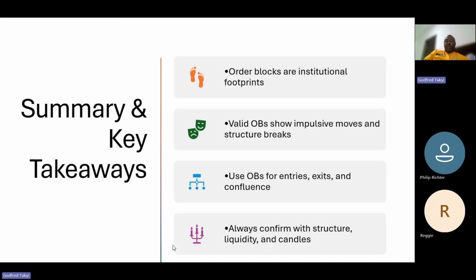So in summary, the takeaway points, to recap: order blocks are institutional footprints. A valid order block shows an impulsive move and a structural break. They leave a gap and they should be unmitigated. And you can use order blocks for precise entries on a lower time frame, for your exit strategy, and for confluence with other market structure, liquidity, and candlestick behavior.